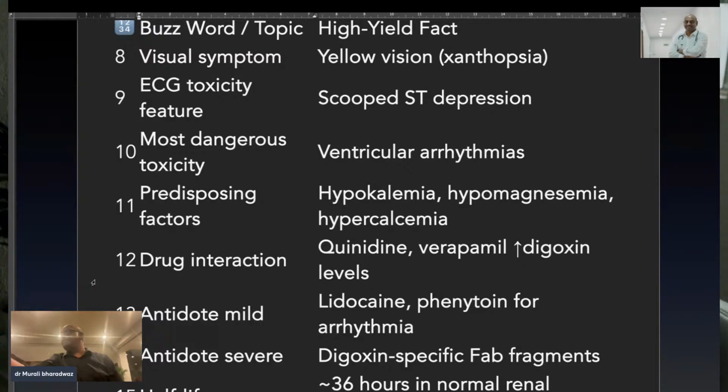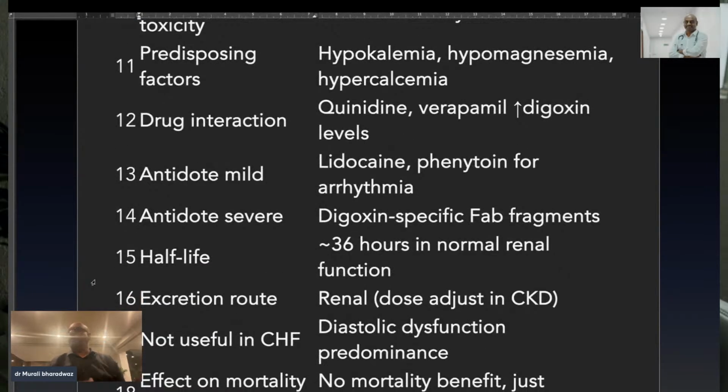Because of this, digitalis toxicity comes, and because of digitalis toxicity, hyperkalemia will come. And what are the drugs that lead to digoxin toxicity? Quinidine, verapamil are the ones you need to remember. And what is the antidote for digitalis toxicity? Lidocaine, phenytoin for arrhythmias. And a very important rule, doctor.